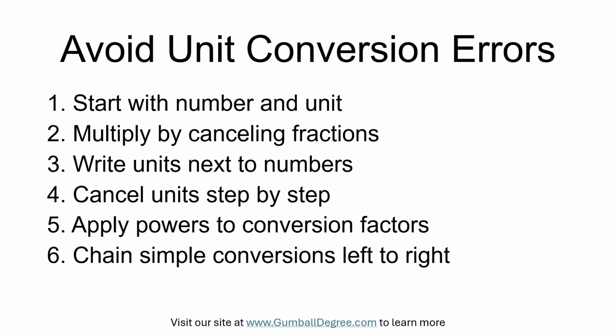You start with the number and its unit, and you multiply by fractions, where the top and bottom are the same quantity expressed in different units, so one unit cancels. Keep track of units the whole time by writing them next to the numbers and canceling them step by step, and always check that the final units are what you want.